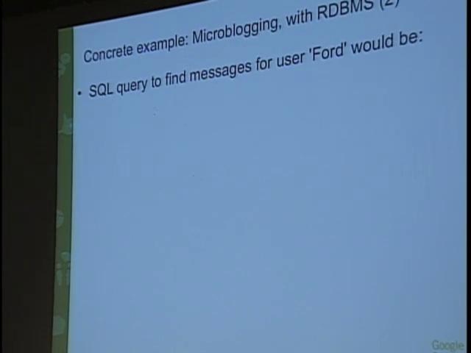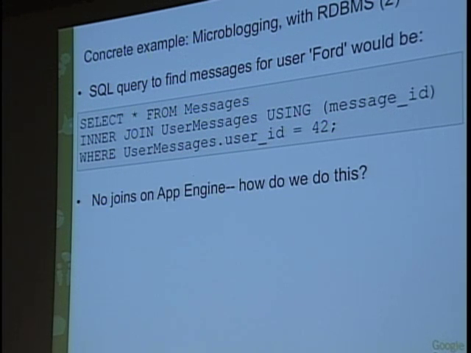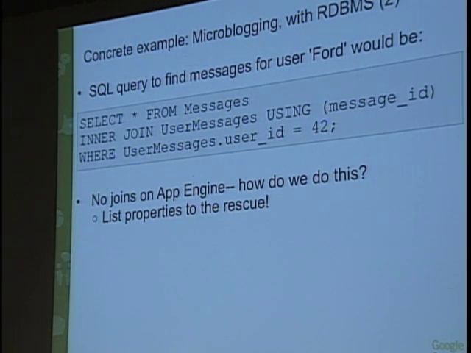If we were to do this, the query might look something like this. We would select from the messages table. We need to join on our intersect table using the message ID. And then we would search for users with a particular ID. Now, on App Engine, you may have heard that we have no joins. So how do we do this? Well, list properties. That's what we're talking about, and they can help us.